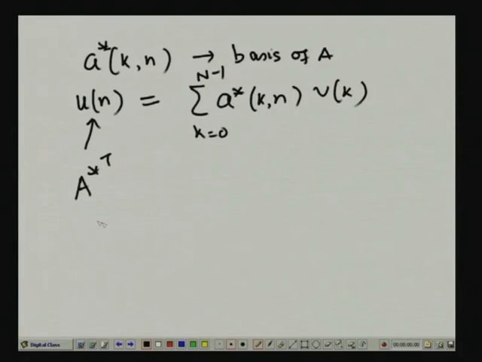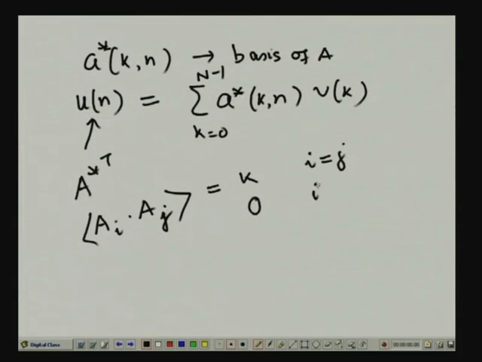And if I take the dot product of the column with itself, this dot product is going to be non-zero. So, if I take two columns A i and A j and take the dot product of these two columns, this dot product will be equal to some constant k whenever i is equal to j, and this will be equal to 0 whenever i is not equal to j. So, if this property is followed, then the matrix A will be a unitary matrix.